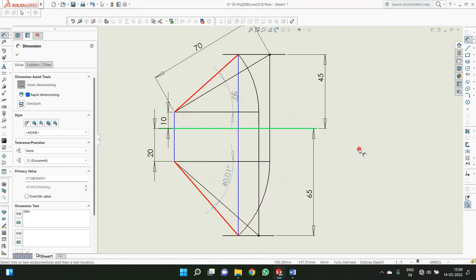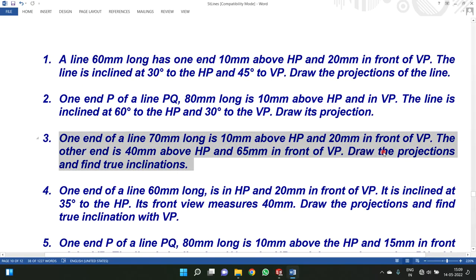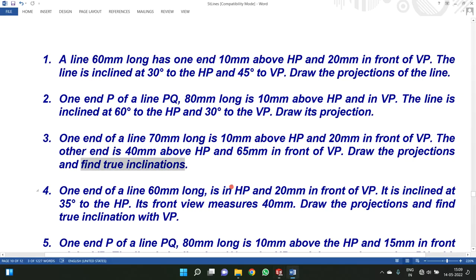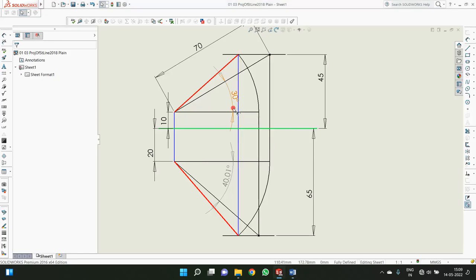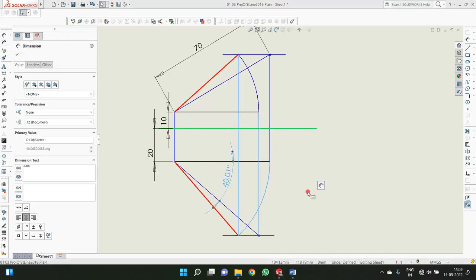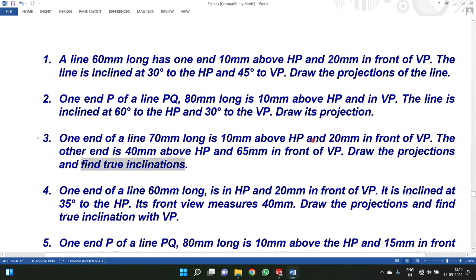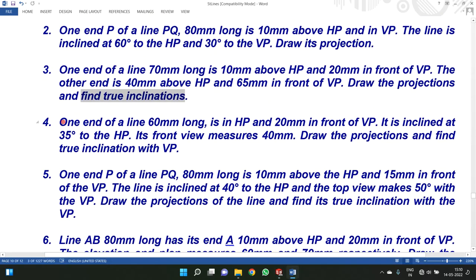So the problem is solved. Over and above the problem, draw the projection and find the true values, true inclinations. We solved the problem and we found the true values also. True angles: theta is 30 and pi is 40. So I solved the third problem. For the fourth problem, let me delete this data so that I can solve the next problem. Now we move on to the next problem, the fourth one.